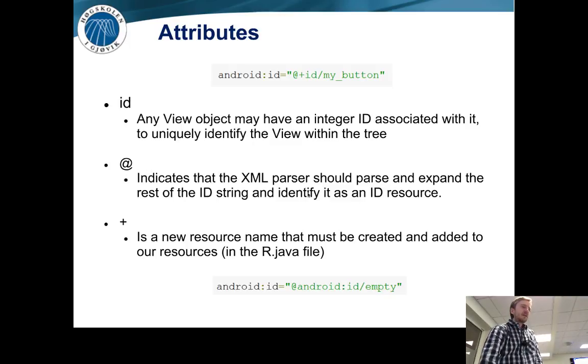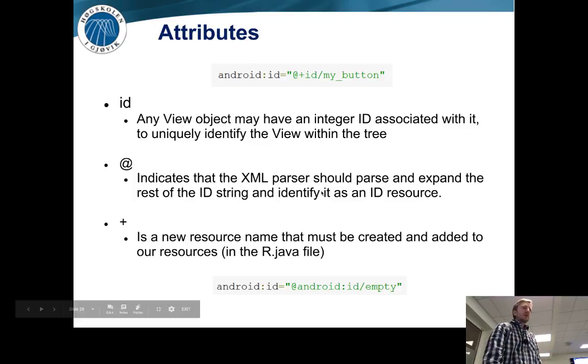At means that the parser should parse and expand the rest of the ID string and identify it as an ID resource, right? So that means the rest will be an ID. And then the plus means generate a new one, inject a new one into the r.java file, because we're just generating a new one, right? If you try to generate a new ID with the same name twice, you will get a problem. So typically it doesn't mean you should delete the plus. Usually it means you should change the name.